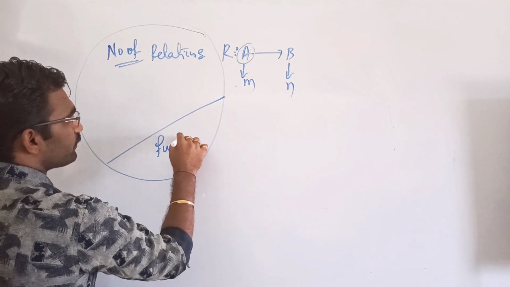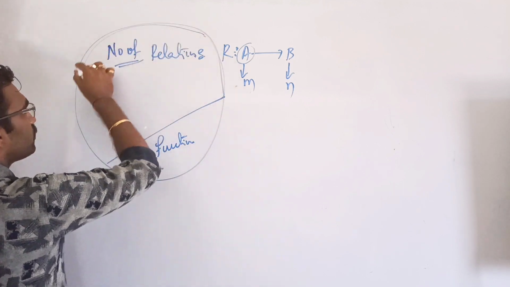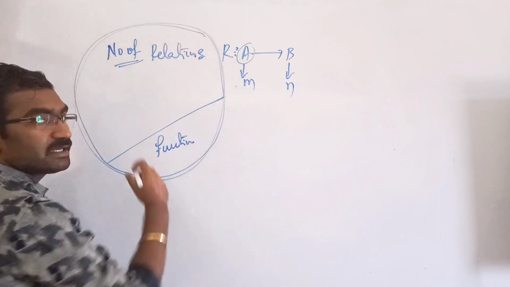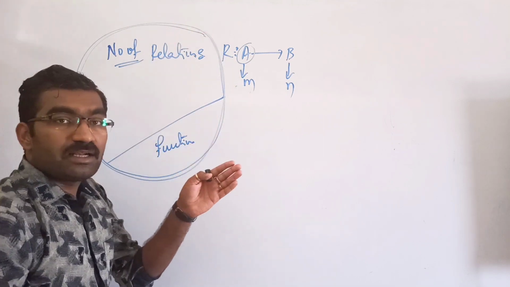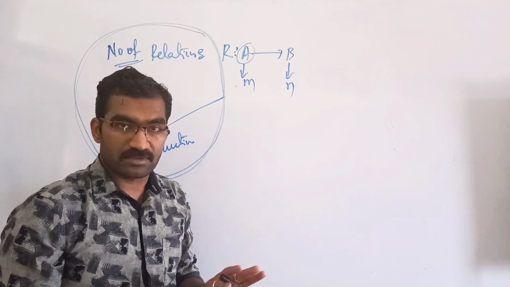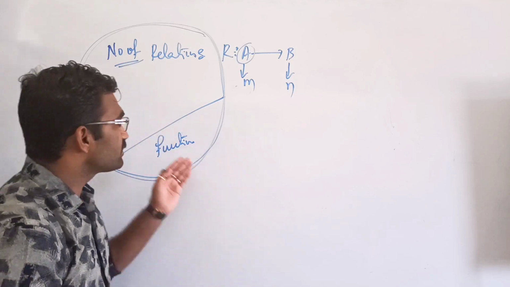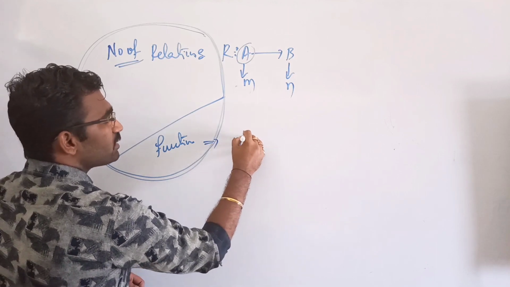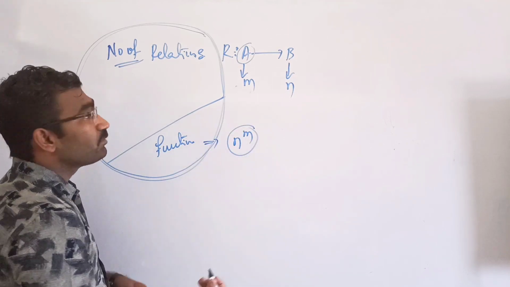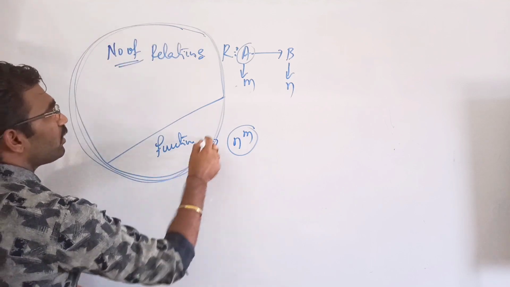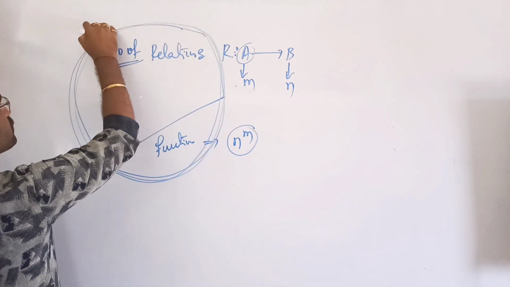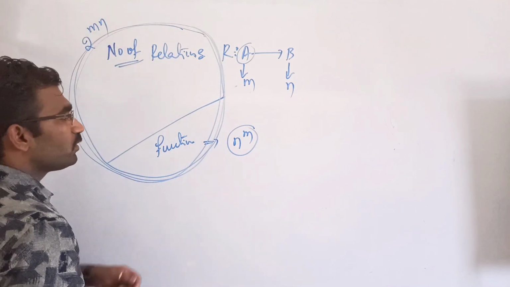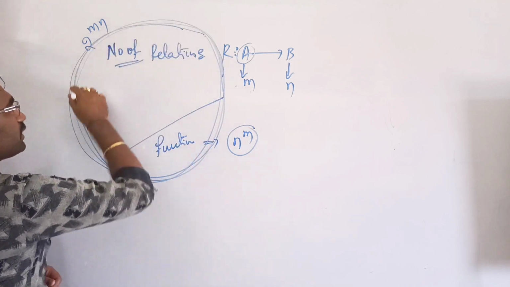So if I consider the total set of relations, all the relations will not become functions. Try to get the point. Some will become functions. Therefore, the number of functions is N raised to M. But the total number of relations, we know, is 2 raised to MN.